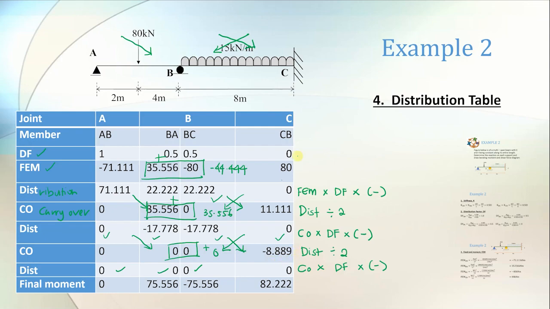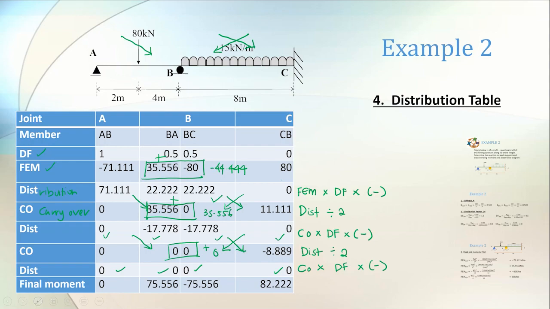You times with the value of distribution factor, which is 0, so it becomes 0. So 0 times negative, it is 0 also. So semua ni dah kosong. So when it is 0, we can stop. So we stop. We can just calculate the final moment.